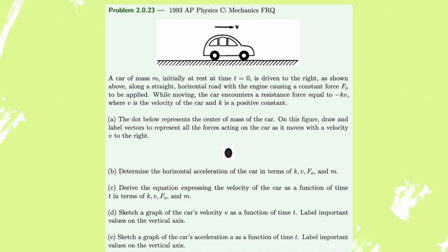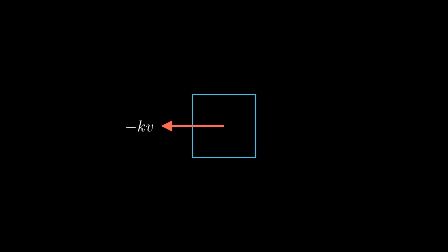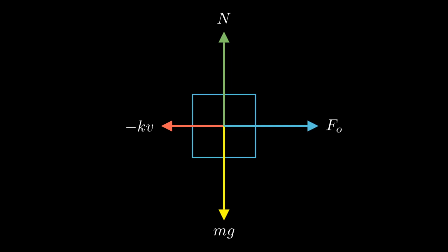Now, in part A, we want to draw the free body diagram. So basically, in this problem, there's normal force, gravitational force, this resistive force, and the constant force, which is basically caused by the engine. So, resistive force points to the left, normal force points up, gravitational force points down, and then the force caused by the engine points to the right.